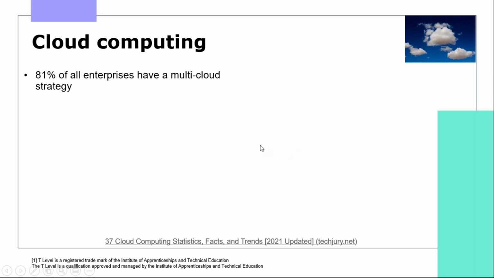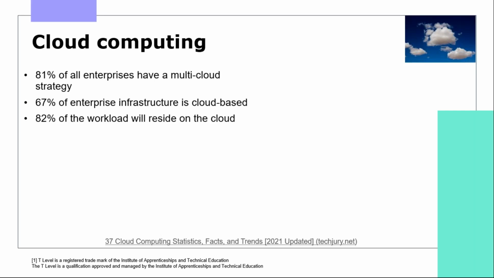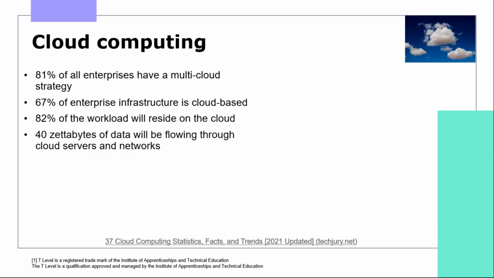So some of the points on there, we can see that 81% of enterprises have a multi-cloud strategy that's already set out or it's already in the works. We've got 67% of enterprise architecture, which is now already cloud-based. And from that, there's an additional 82% of the workload that will reside in the cloud. There's more than 40 zettabytes of data that will be flowing through cloud servers and networks. And this was based on a 2020 cloud forecast, where it was anticipating that there'd be around 5,200 gig of data for every person on Earth, which equates to that 40 zettabytes.